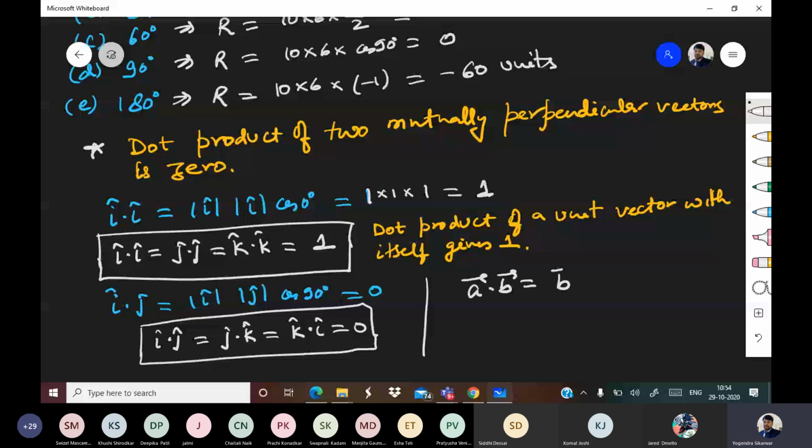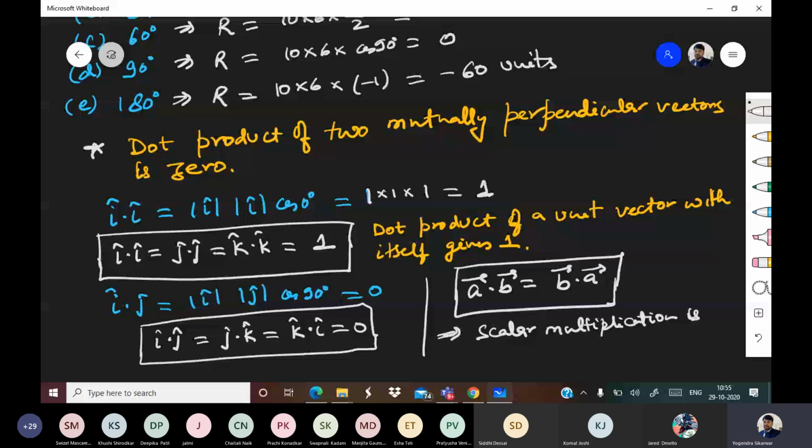Now, what is the meaning of this? It means that vector multiplication, meaning scalar multiplication basically, is commutative. Scalar multiplication is commutative. All right. Good.